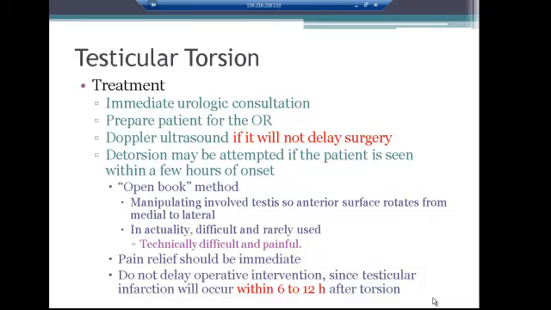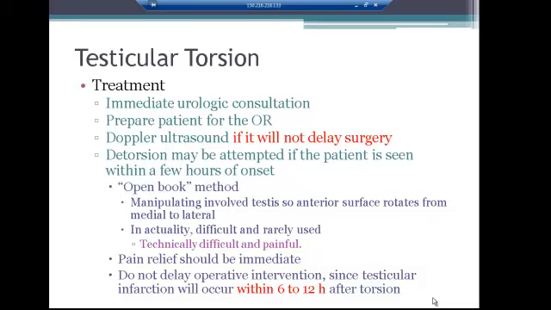Detorsion, or manually attempting to turn that cord back, can be done. There's something called an open book method that involves manipulating the testis so that the anterior surface rotates from medial to lateral as if you're opening a book. From what I've read, in actuality, that's a very difficult maneuver, and it's rarely used. It's technically difficult as well as extremely painful.